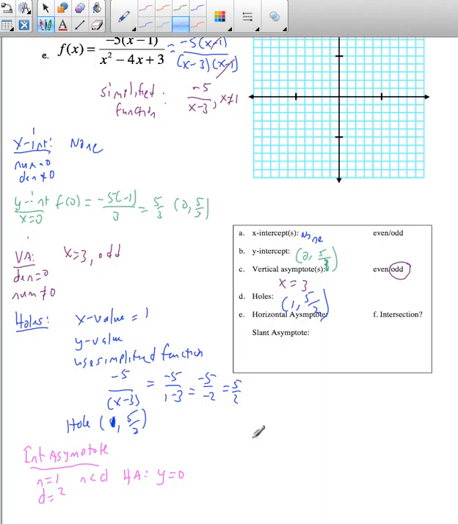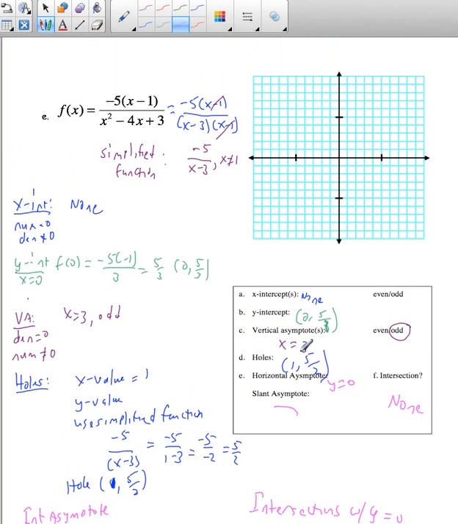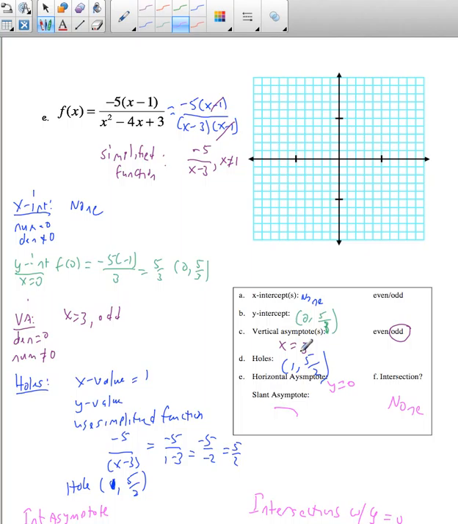And if we really want to think about intersections with y equals 0, that would mean we'd have to have x-intercepts. So we could set the function equal to 0, but we're going to find there's no solution. So there's no intersections with y equals 0 because we have no x-intercepts and our horizontal asymptote is at y equals 0. We have no slant asymptotes because our graph is not going to have both a horizontal and slant asymptote. It can only have one type of end behavior.